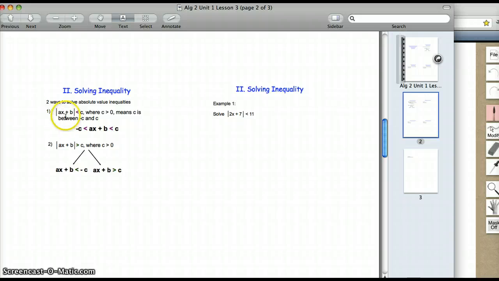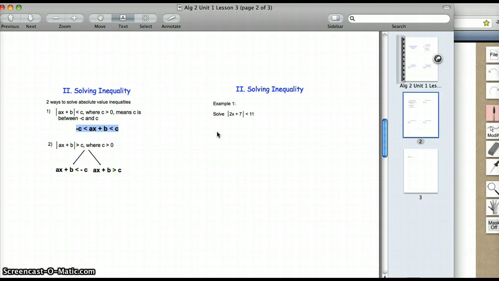You can say the absolute value of ax plus b is less than c, where c is greater than 0, which means that ax plus b is between a negative c and a positive c. The second way that you can do it is you can say ax plus b is less than a negative c, and ax plus b is greater than c. So that's how we did the one up on top. So let's actually try this one here. It's pretty simple. All you're going to do is say, if this is a positive 11, you're going to do 2x plus 7 is greater than a negative 11.